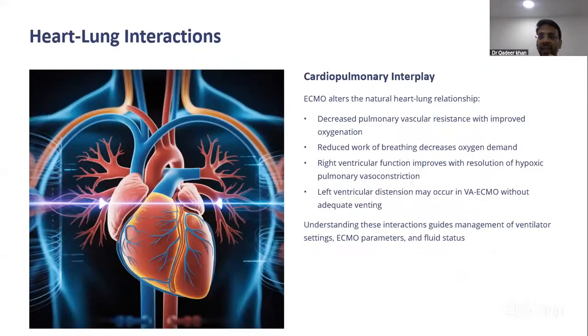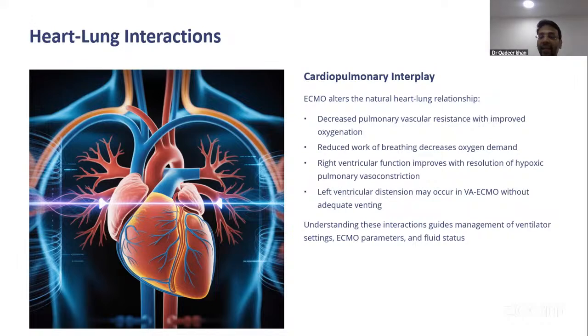The major heart-lung interaction in a patient on ECMO is decreased pulmonary vascular resistance, because when you increase oxygen, the hypoxic pulmonary vasoconstriction drive goes off. So you will have a decreased pulmonary vascular resistance. But this becomes a complex issue when your blood flows are very high. The PAP goes up, which can cause RV dysfunction, as we discussed earlier.